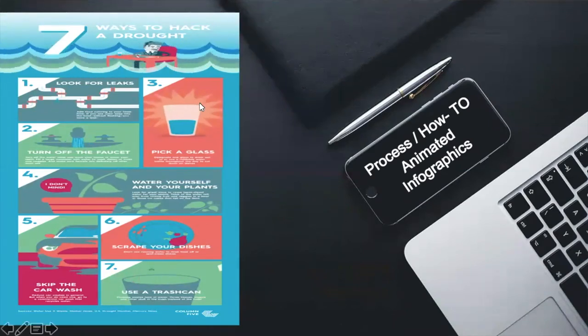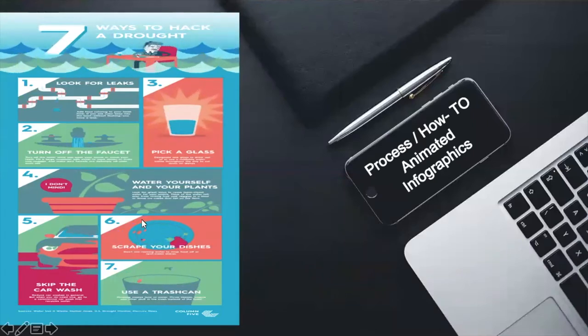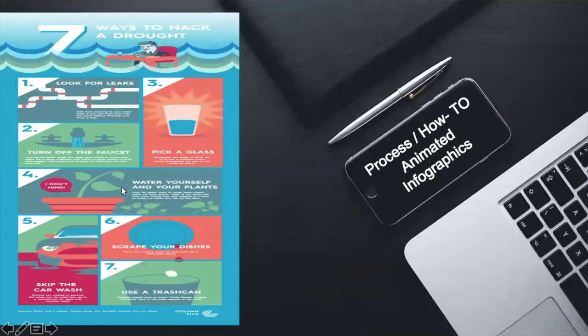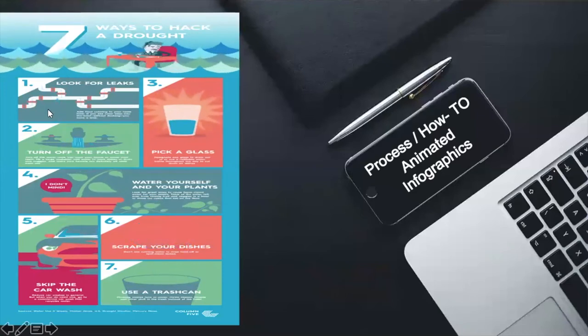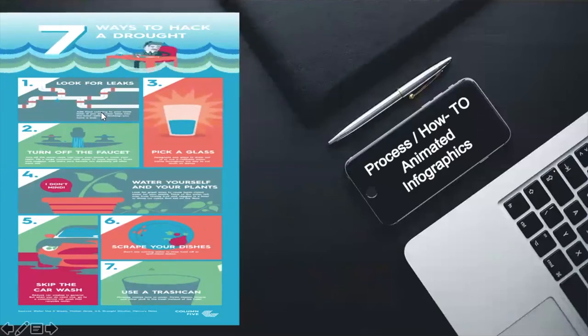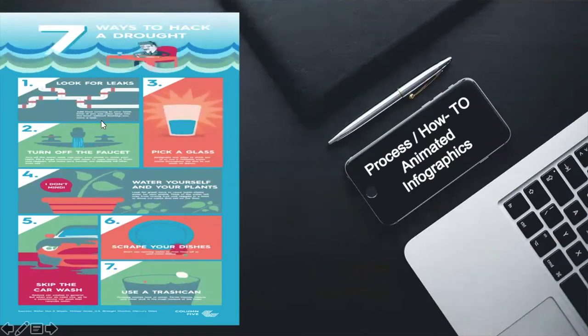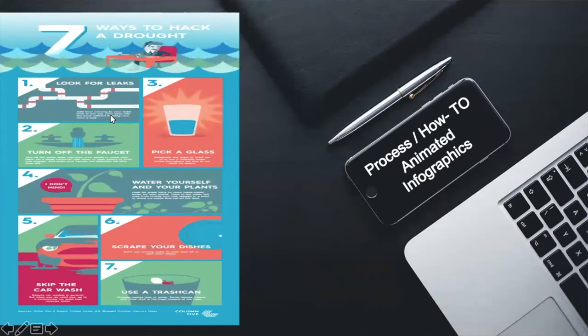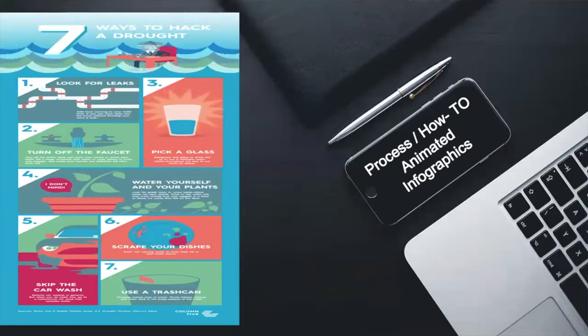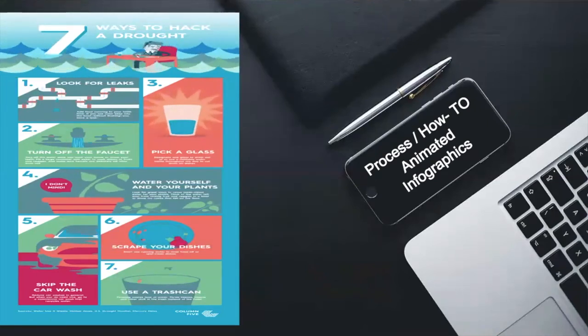See, here are our steps, like 1, 2, 3 until 7. We have different steps, and every step has a piece of information. That one is an animated picture and some text, which represents the complete information. So step by step you can deliver your message very easily.